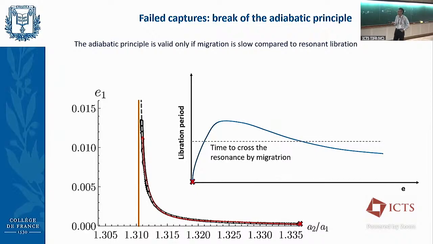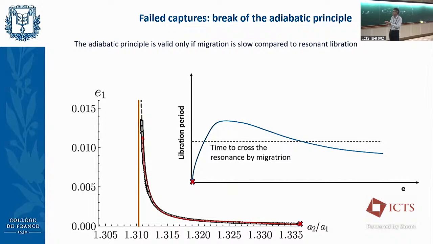So the libration period in the resonance has this form. It's extremely slow at small eccentricity, because we are talking about resonances of order 1, which are the most important in this business. So I will not consider the others. So the libration period is extremely long when the eccentricity is small. Then it decreases as the eccentricity rises, and then the libration period increases again when the eccentricity is big enough.